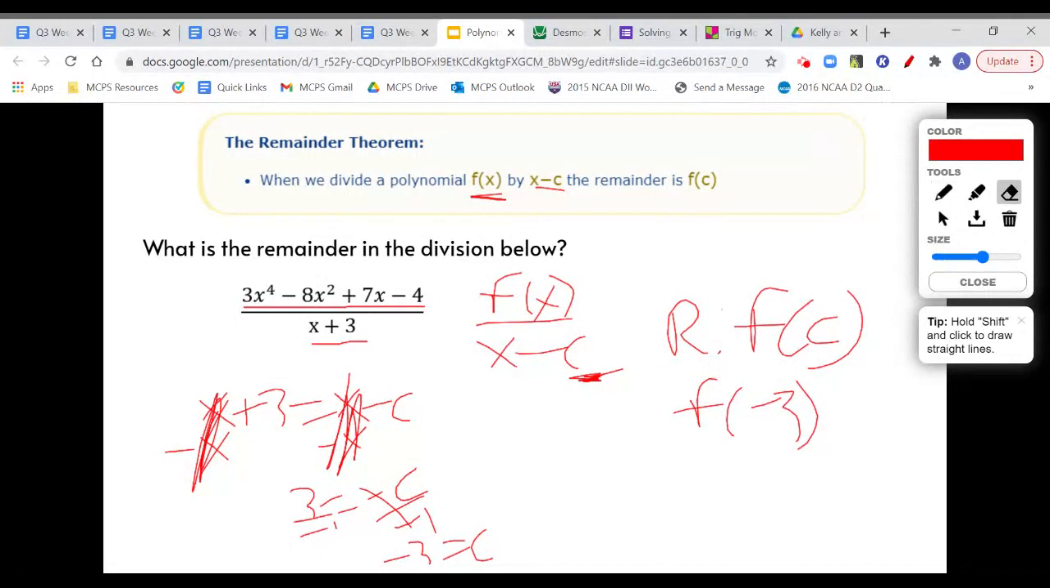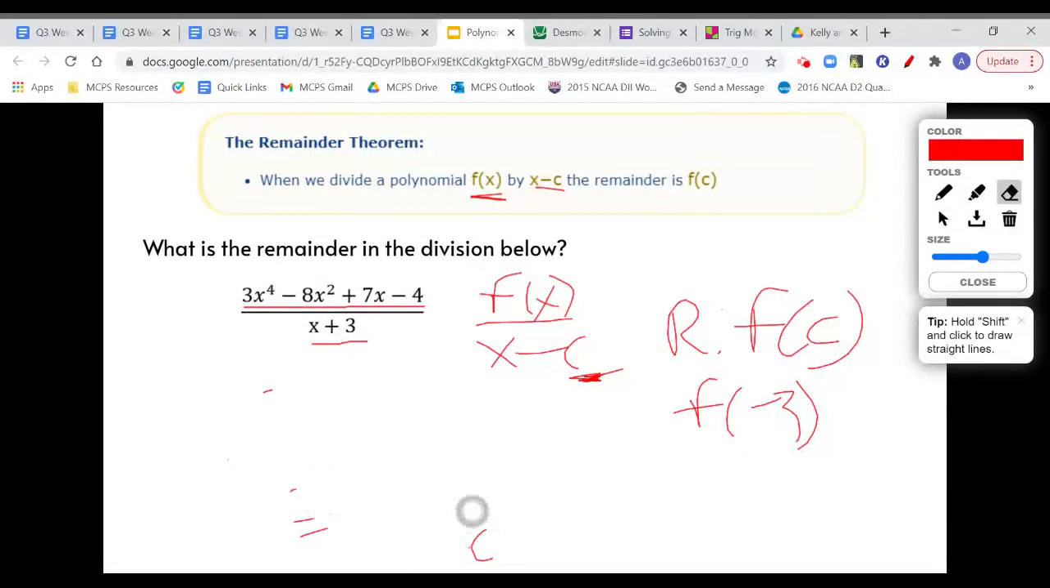Now, your other option, the option that I recommend and think probably makes more sense, or is at least a little bit faster, is to just rewrite the denominator as a subtraction. So the denominator was already a subtraction, right? If it was just like x minus 5, you would already have your c value. It would just be 5.